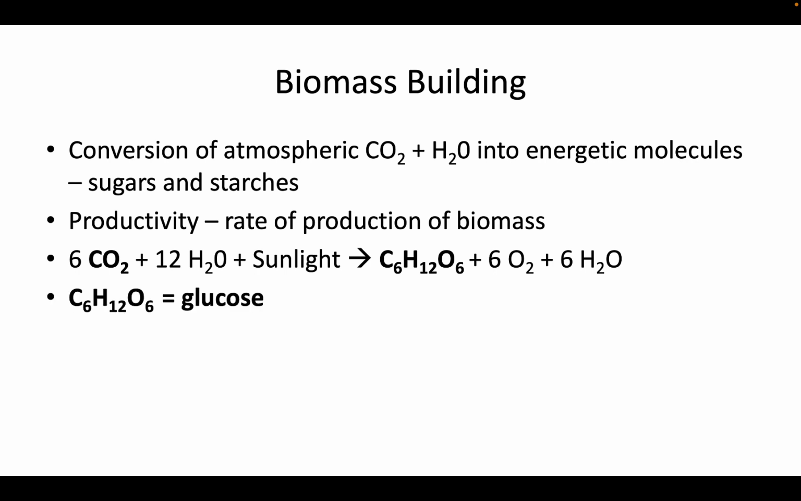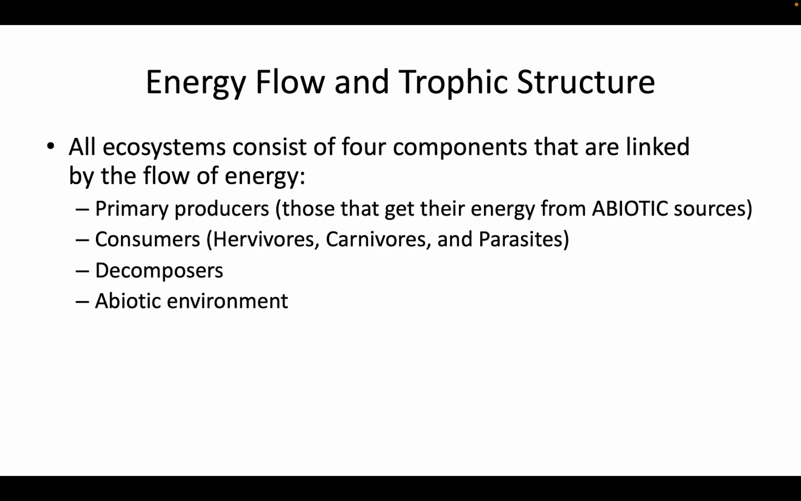And C6H12O6 is glucose, the basic sugar by which biomass is produced. So biological organisms gather energy, and it's the primary producers. They get their energy from abiotic sources, namely, in most cases, energy from the sun that they then store in the bonds of the molecules of glucose. And then consumers get their energy from eating those. Decomposers also get their energy from decomposing either primary producers or consumers. And then energy then ultimately ends up in the abiotic environment, lost as heat.